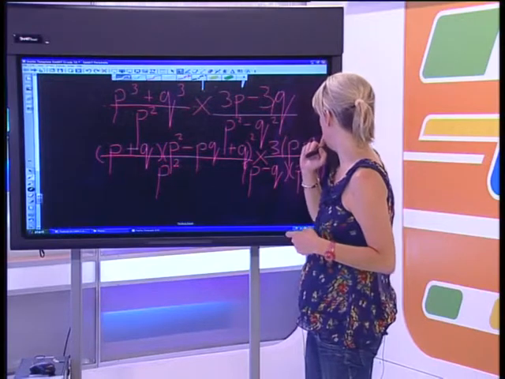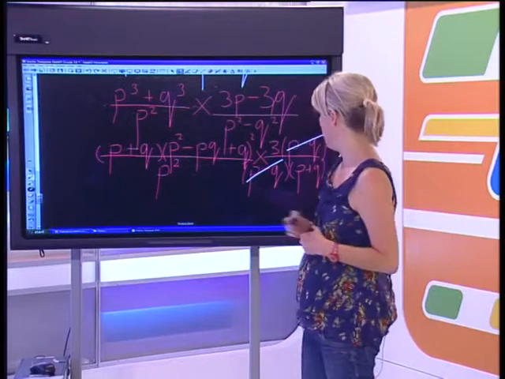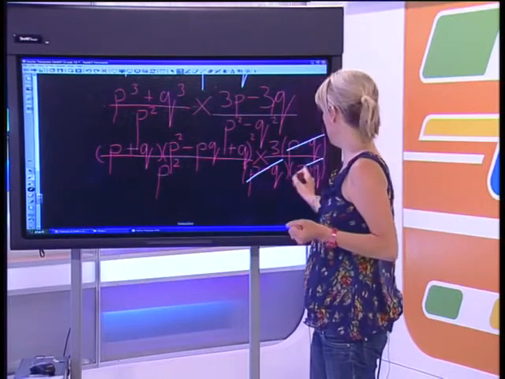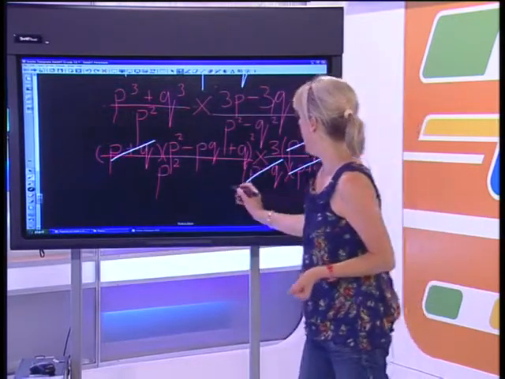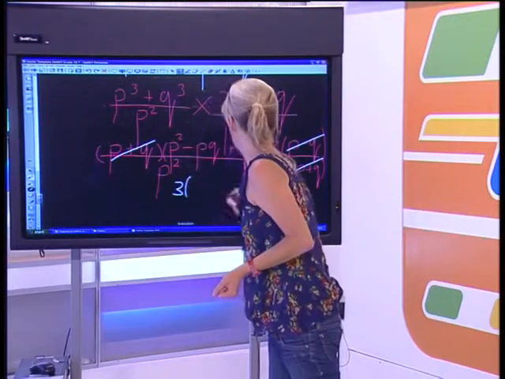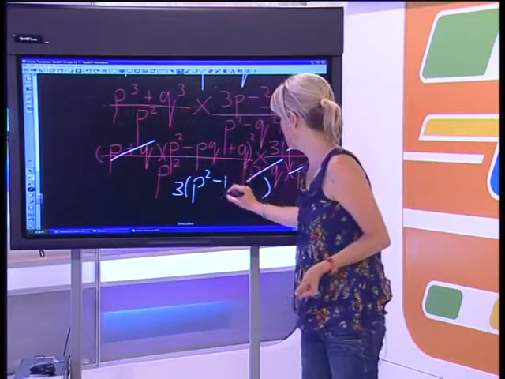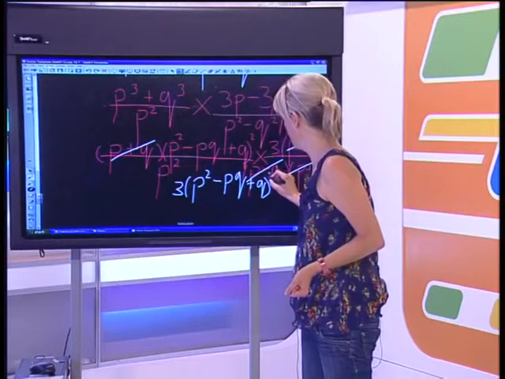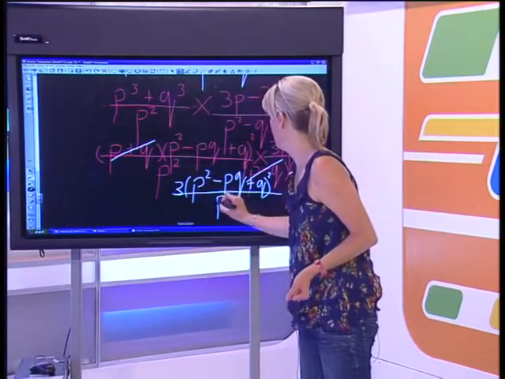So let's see what does cancel. This p minus q and that p minus q over there cancels quite nicely, so that's wonderful. The p plus q and the p plus q cancels, and I am left with 3 times my big bracket, which is p squared minus pq plus q squared, and that is all divided by p squared.